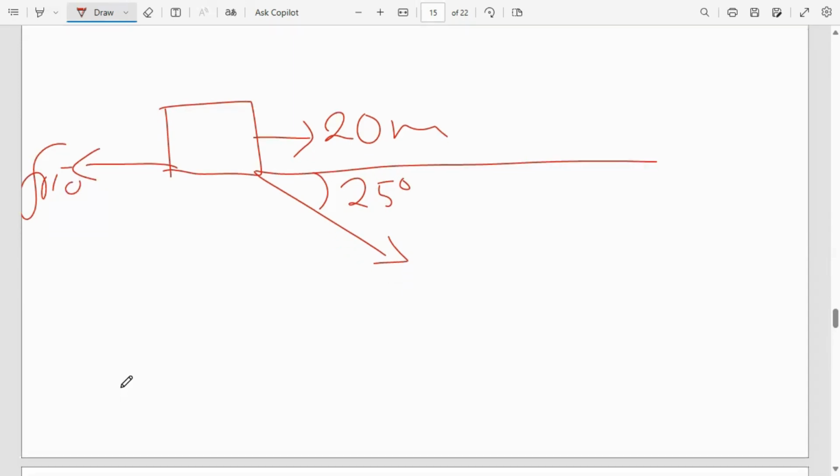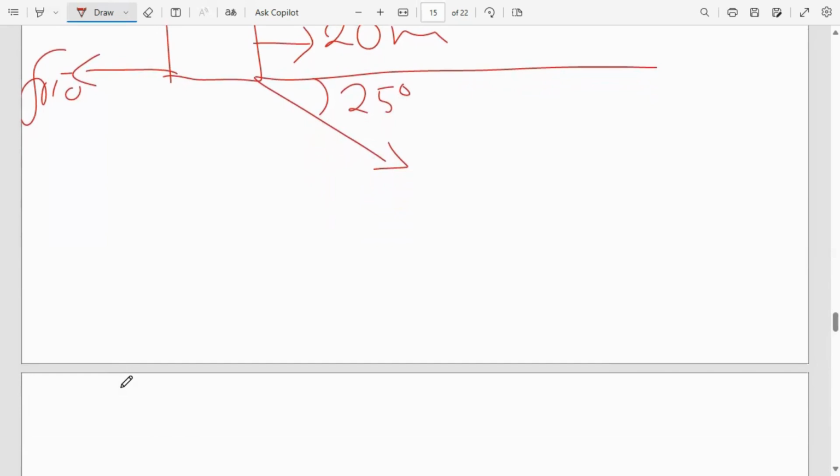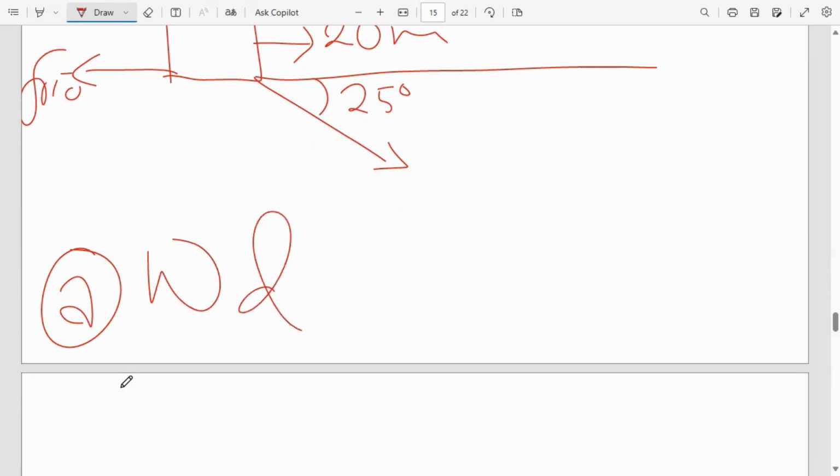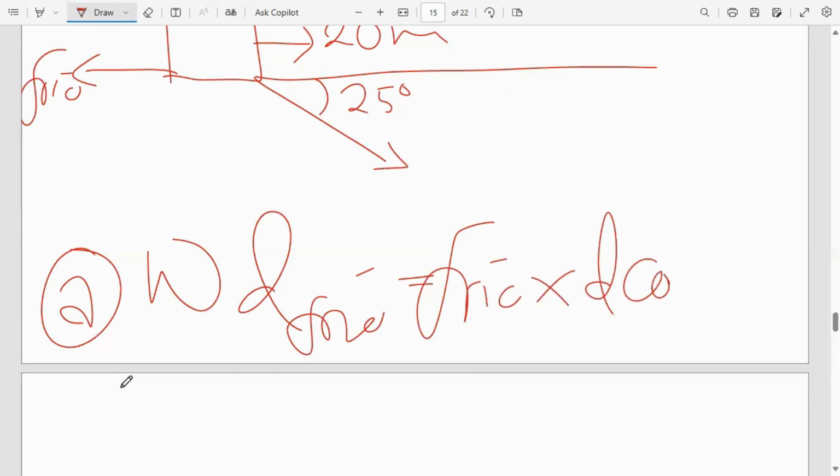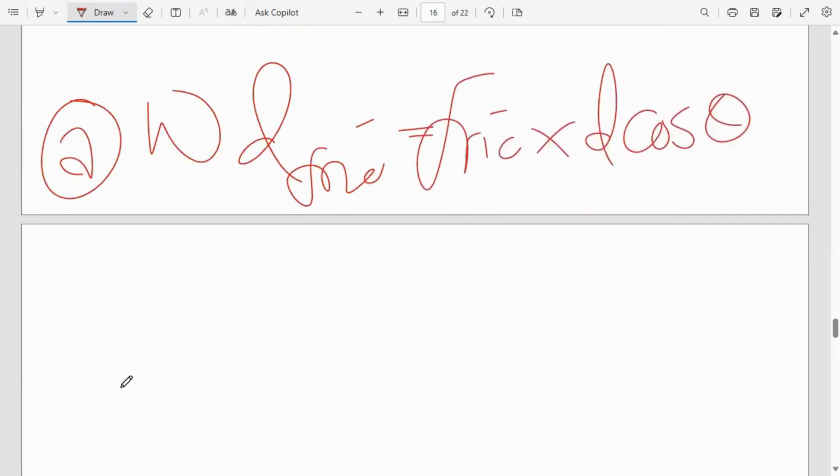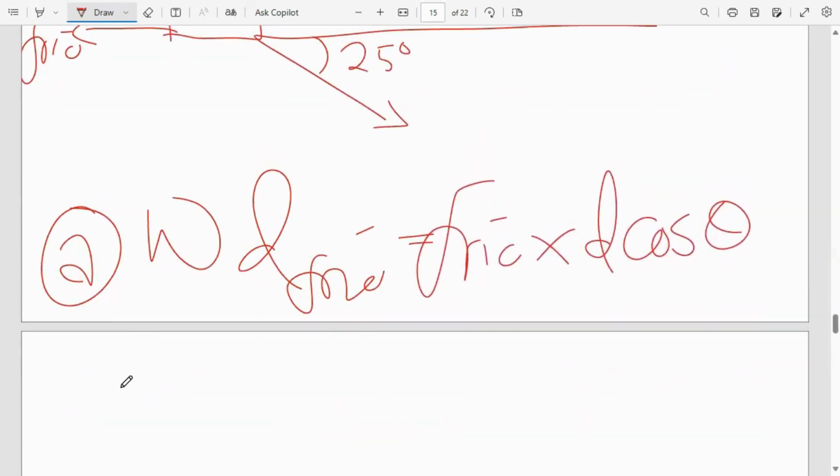And they said we should find the work done by friction. So I'll put A, work done by friction. And this is equal to what? This is equal to the force of friction itself multiplied by the distance cos theta, like that. So the cos theta is the direction of the frictional force. So what is the frictional force? They've told us it is equal to 35 Newtons.